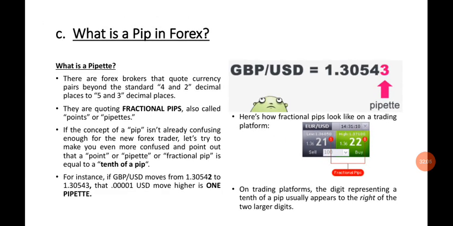On a trading platform, the digit representing a tenth of a pip usually appears to the right of the 2 larger digits.